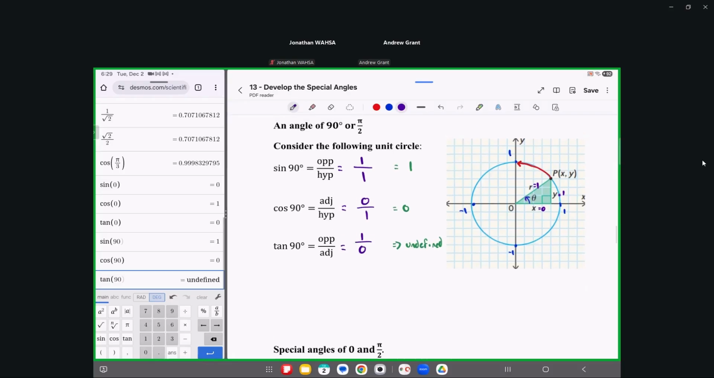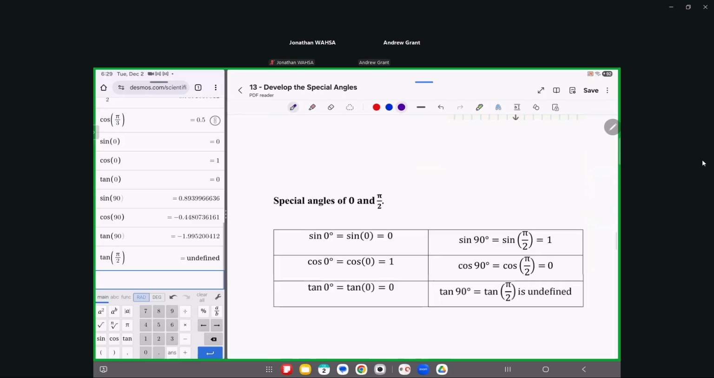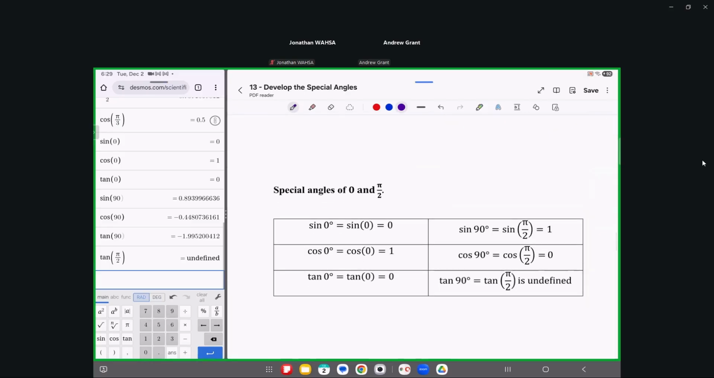Okay? Now, this is also true if you were to type in, say, tan of pi over 2 in radians, this would also be undefined as well. Okay, and so here I have summarized: sine of 0 is 0, cos of 0 is 1, tan of 0 is 0, sine of 90 is 1, cos of 90 is 0, tan of 90 is undefined, and their corresponding radian equivalents.